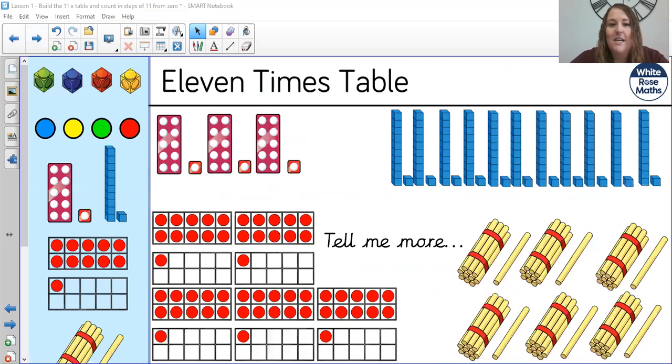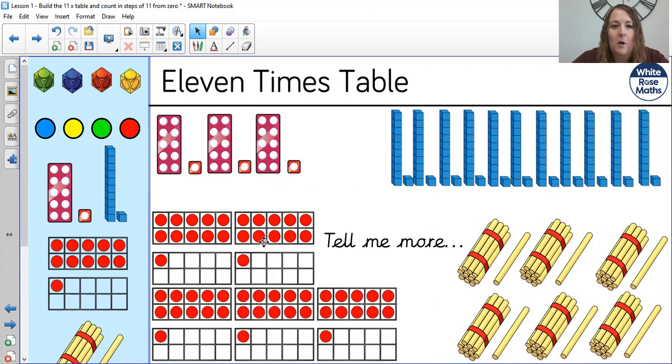Okay, 11 times table. There are lots of different images on the screen here. Can you tell me more about them? How many groups of 11 have I got in each picture? Give you a couple of seconds to have a look. Pause here if you need.